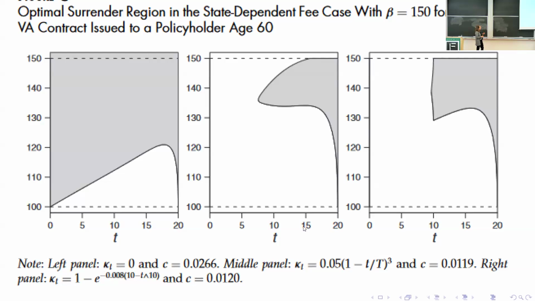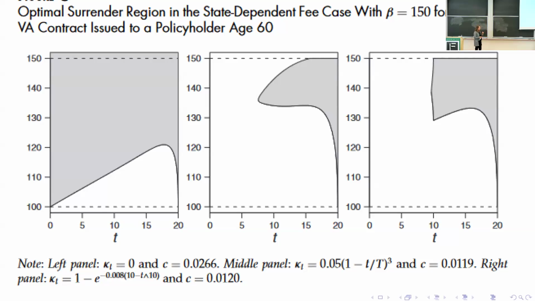And so if I look just at the section here, let's say at time t equals 15, then I have a continuation set, just for this time, which is disconnected. And my problem with this is that for numerical methods, it can be a problem. I can't assume that as soon as I find a level at which it's optimal to surrender, it's always going to be optimal to surrender above it.